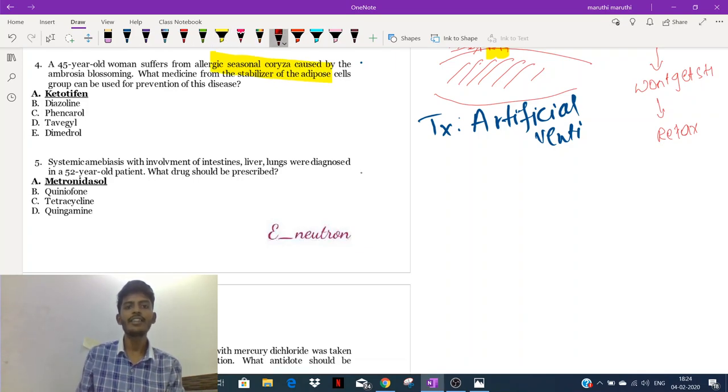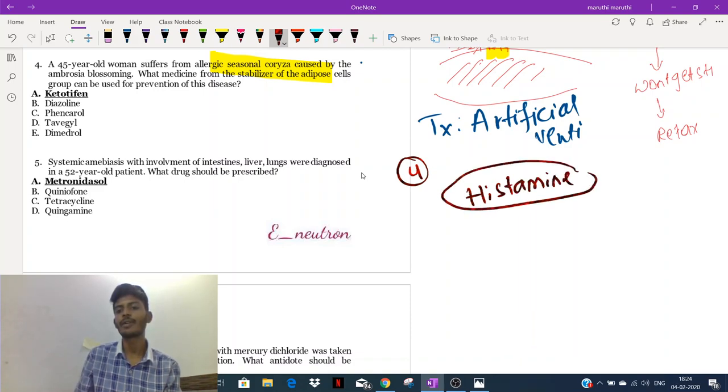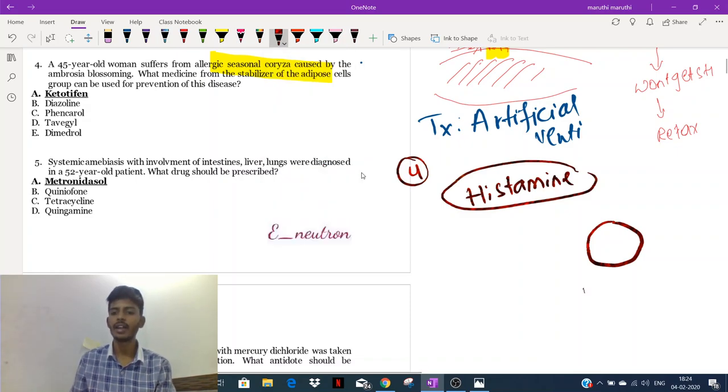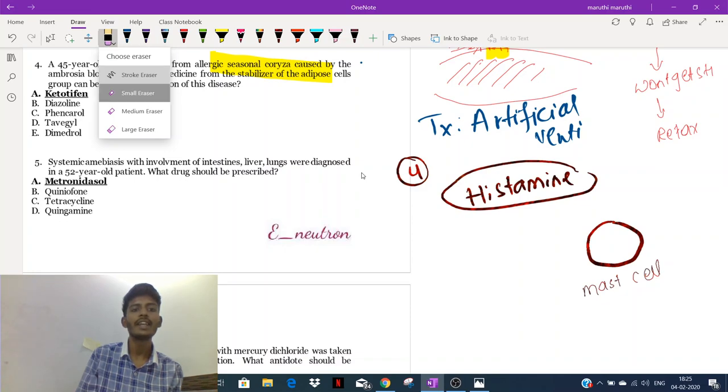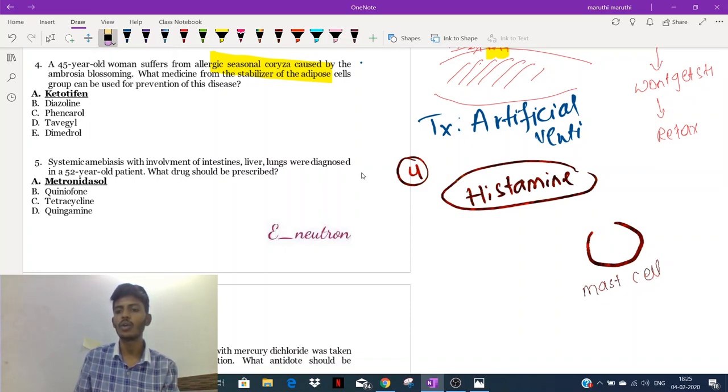If the allergy is there, we need to know allergy is mediated by a compound called histamine. Now, where does this histamine come from? The source for the histamine is something called a mast cell. Now when this mast cell undergoes degranulation, it will break down. When this mast cell breaks down, the histamine will be released. Now the histamine, when it is released, will lead to allergy.